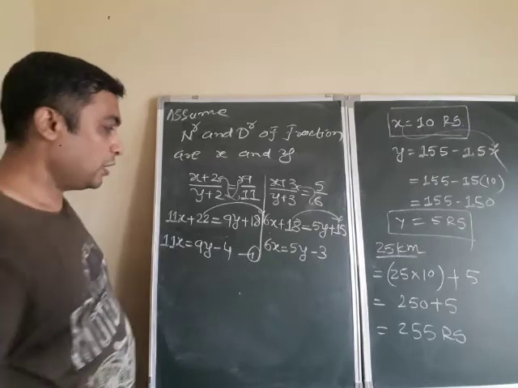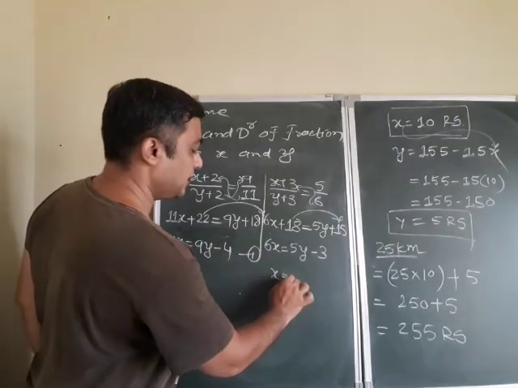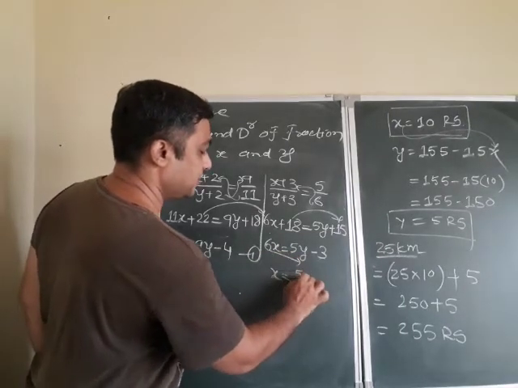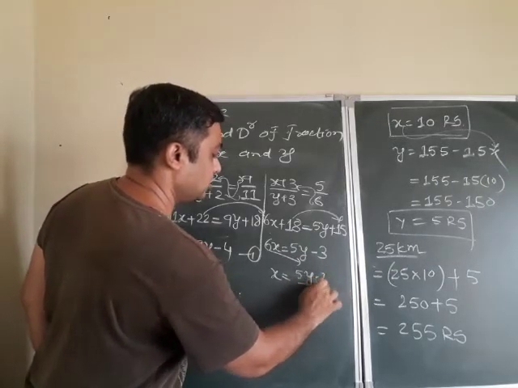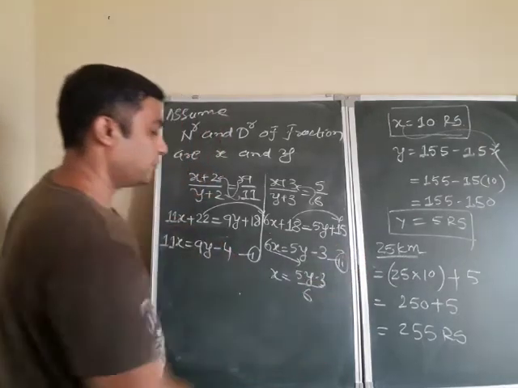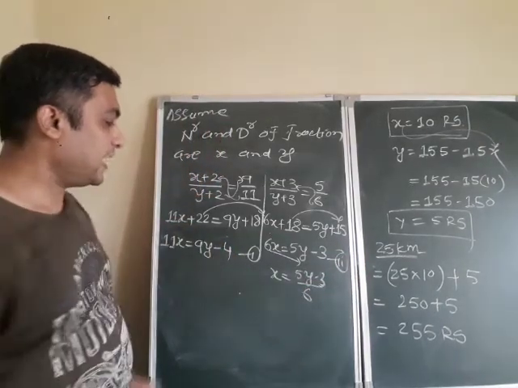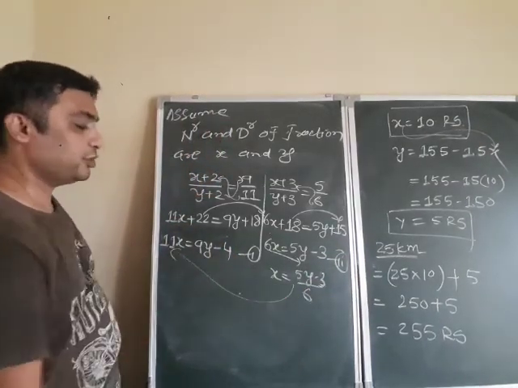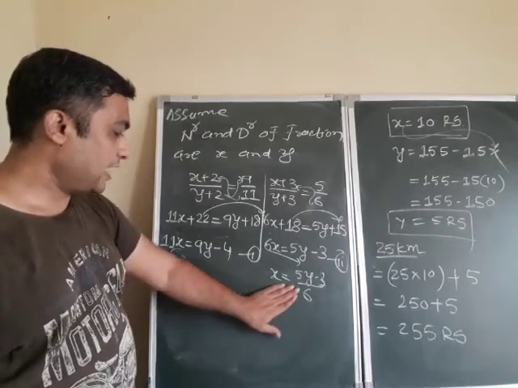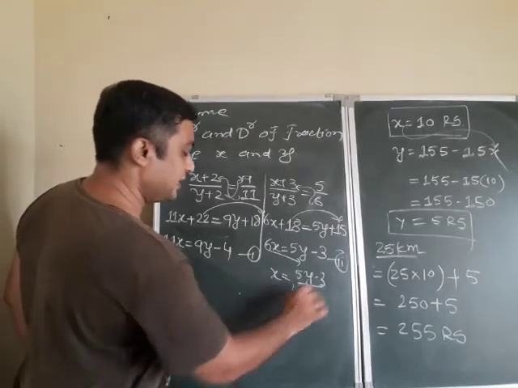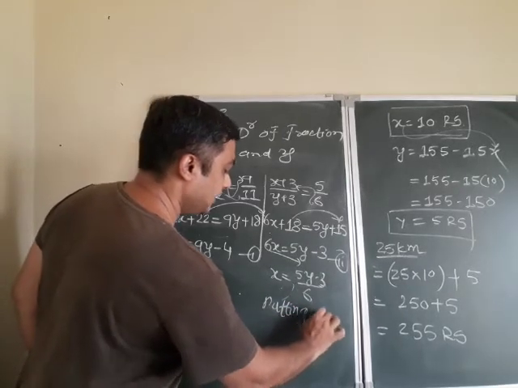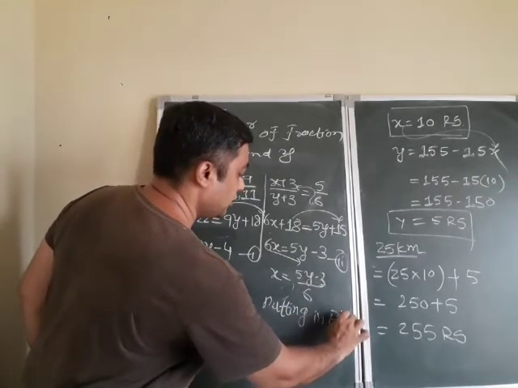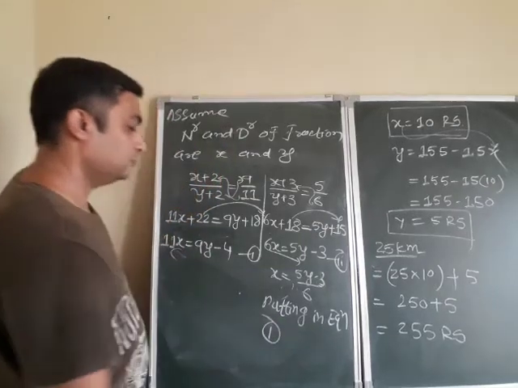Clear? Now you find x from here. So what is your x? The 6 goes to the other side, so x is 5y minus 3 upon 6. This is equation number 2. So I am getting the value of x, and this value of x I am substituting in the first equation. So you write here, putting this x, substituting in equation number 1.